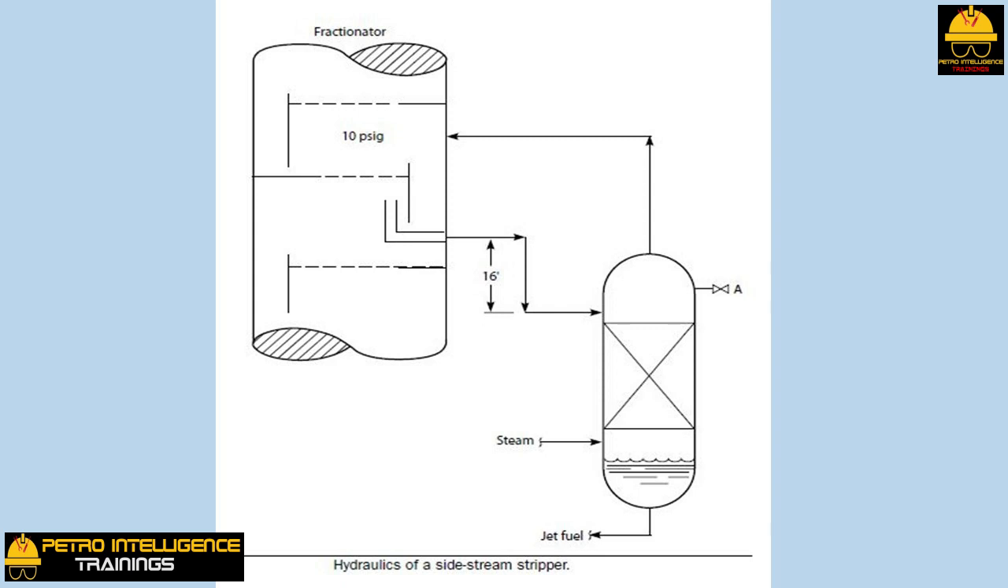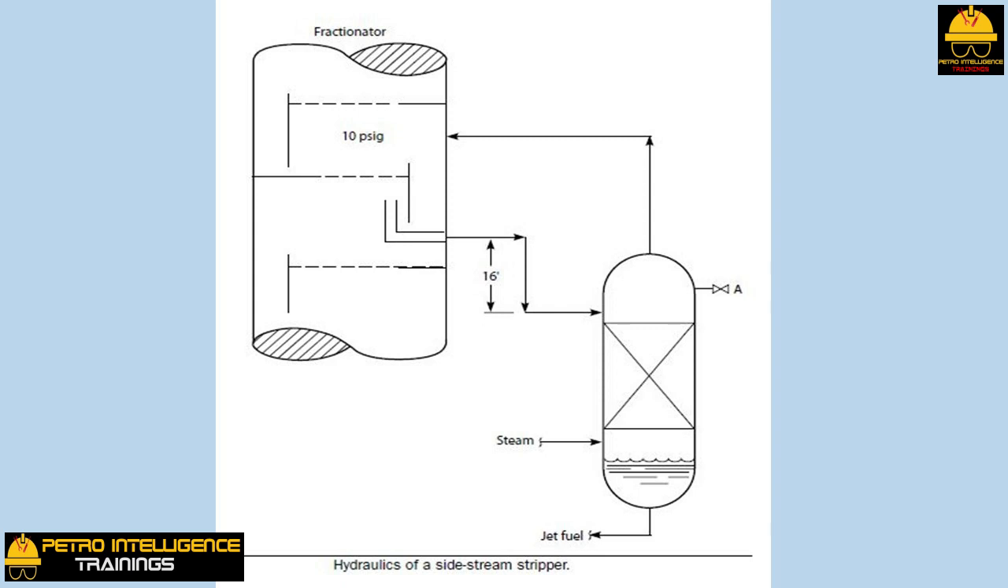The pressure at point A in the picture was 13 psig. This means that the pressure drop in the vapor line from the stripper back to the fractionator was 3 psig. In order for the unstripped jet fuel to flow out of the lower pressure fractionator and into the higher pressure stripper, it had to overcome this 3 psig pressure difference. The 16-foot elevation difference between the draw-off nozzle on the fractionator and the stripper inlet provided the necessary liquid head driving force.